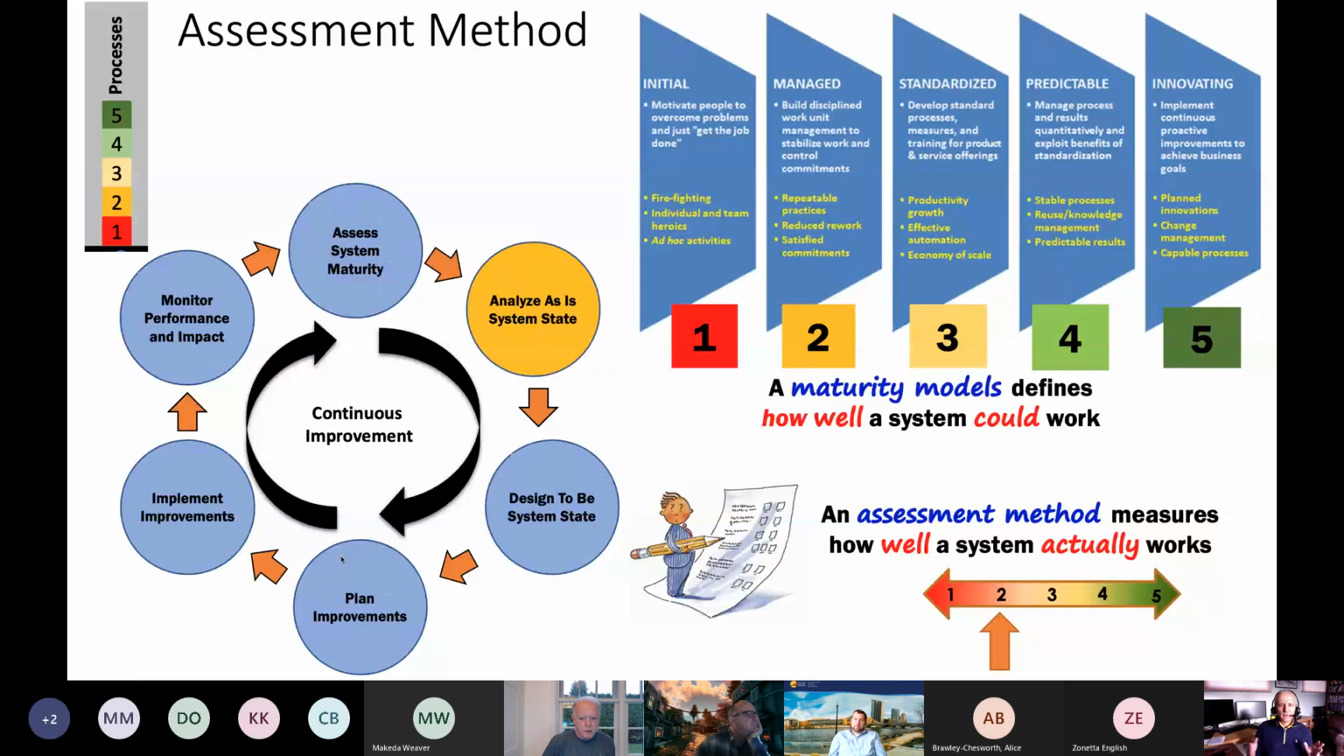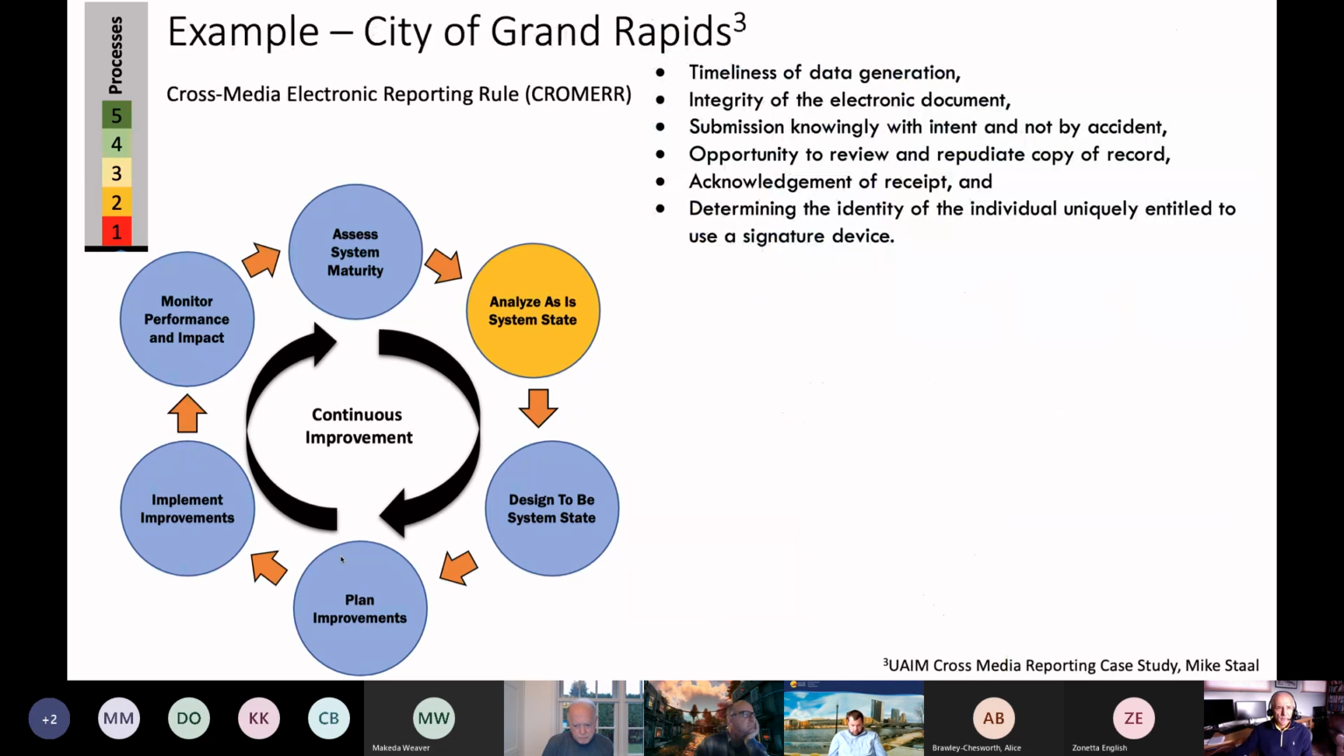So once we have this kind of grading sheet, we have to analyze where we are right now, look at the as-is state. And for that, we need an assessment method to see. Maturity model tells us how well a system could work, but now this method for assessment will tell us how are we actually doing.